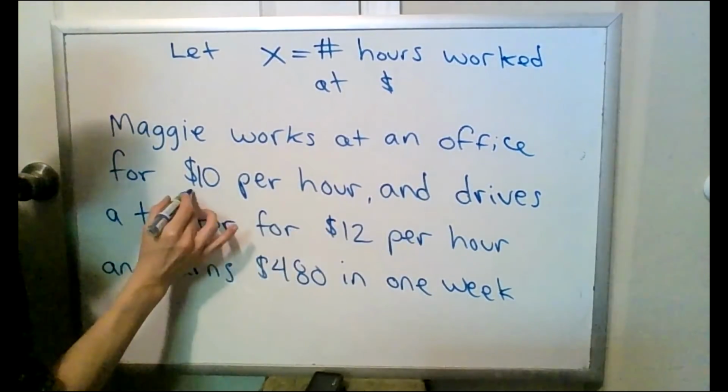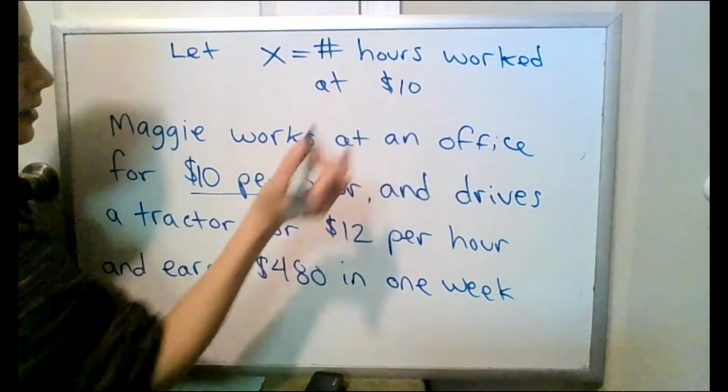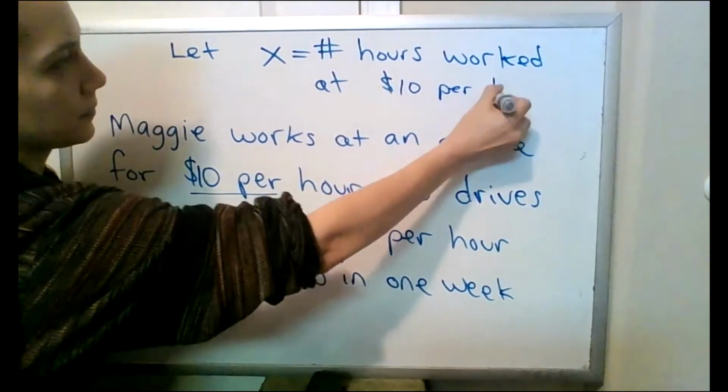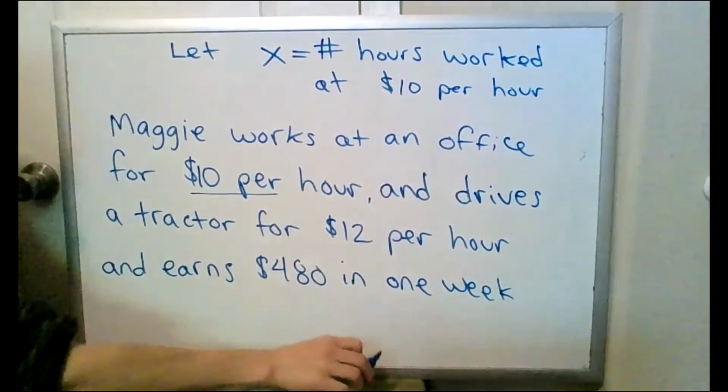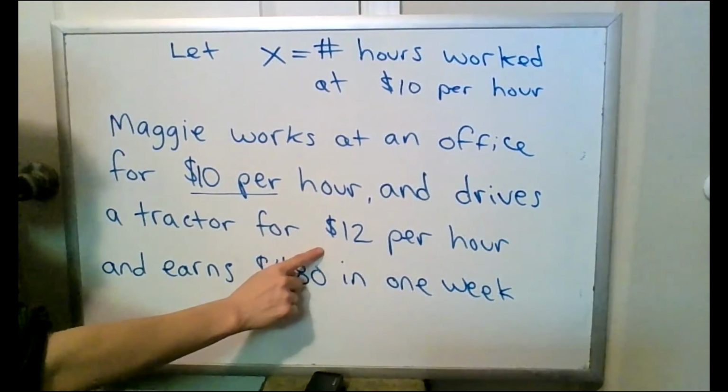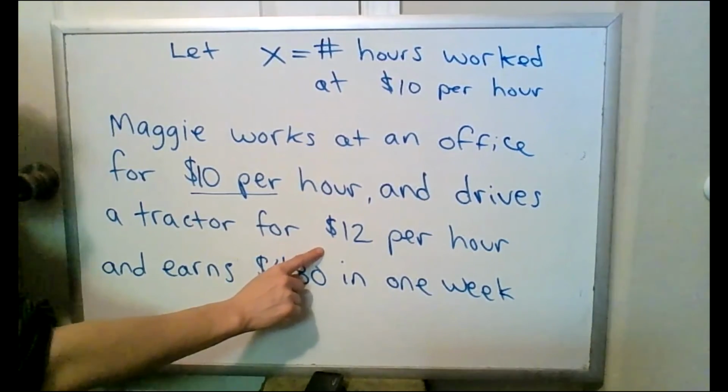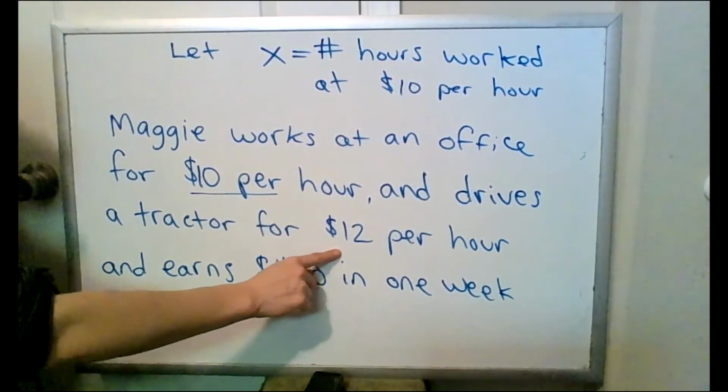So we're here. This first, I told you to have Y equal this other number of hours that she worked for $12 per hour.